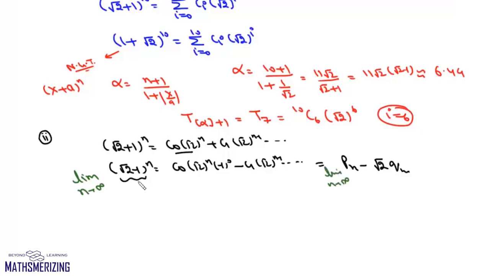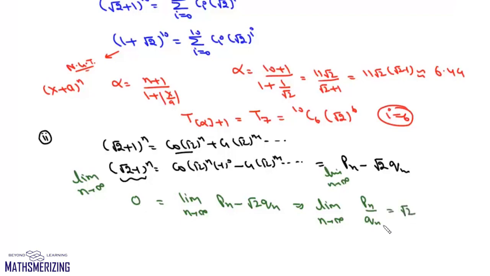Now we take limits both sides. Now root 2 minus 1 lies between 0 and 1. So a to the power n in that case will be simply 0. And here it will be limit n tends to infinity Pn minus root 2 Qn. We can also write this as limit n tends to infinity Pn upon Qn. It will be simply root 2, and then limit n tends to infinity Pn upon Qn to the power 10 will be root 2 to the power 10, which is simply 32.